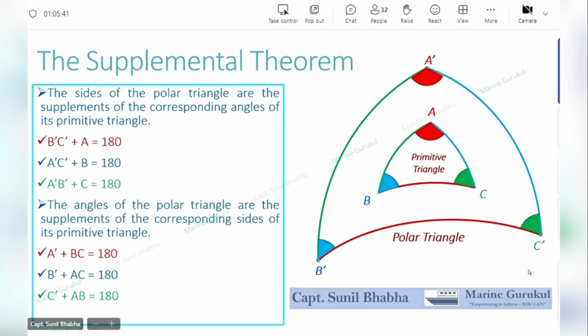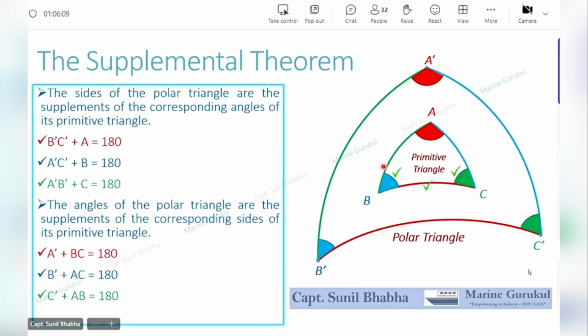Now let's see a second scenario. Let's assume that we have two angles, angle B and angle C, known to us for the primitive triangle, and we have the included side, side BC. Now again you see the cosine formula cannot be applied directly to the primitive triangle. The cosine formula is applicable only if we have all three sides or two sides and an included angle. So the cosine formula is not applied.